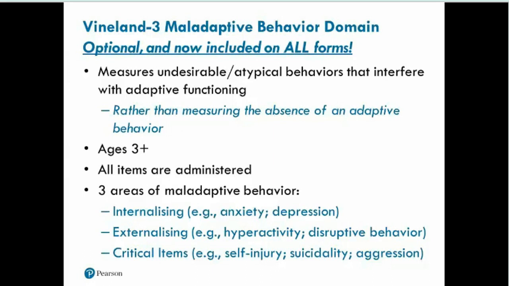And there's 3 main areas of adaptive behavior. Internalizing, so this would be behaviors related to anxiety or depression. So for example, hiding, maybe biting fingernails, self-harm. Externalizing behaviors, for example, disruptive behavior or acting out or being aggressive. And then critical items as well, which are those very serious items that need to be addressed immediately. High levels of aggression, suicidality, self-injury.